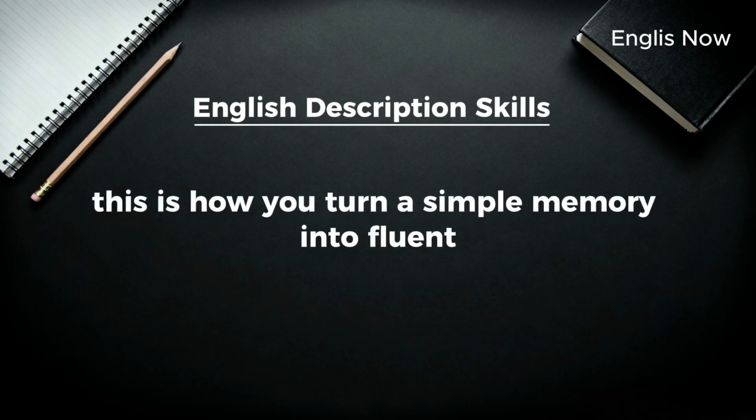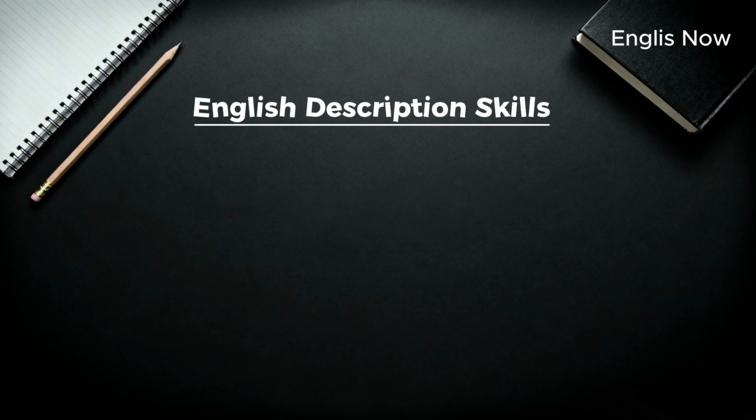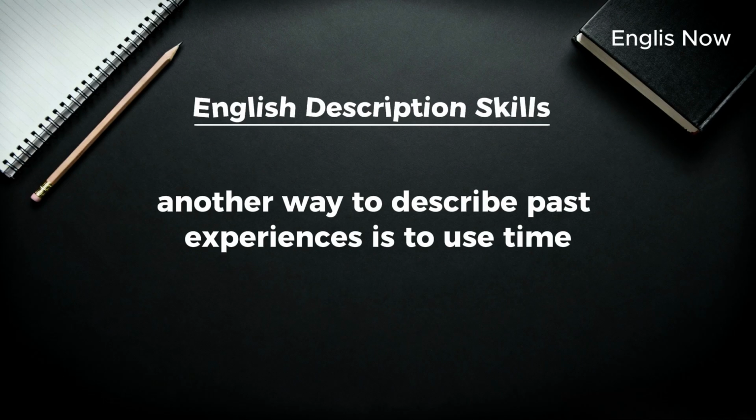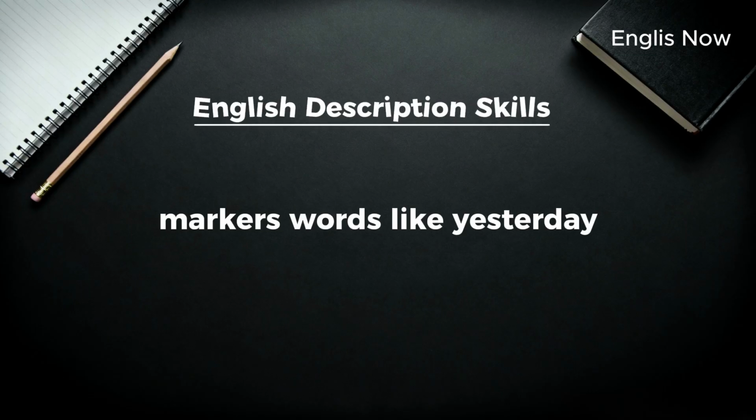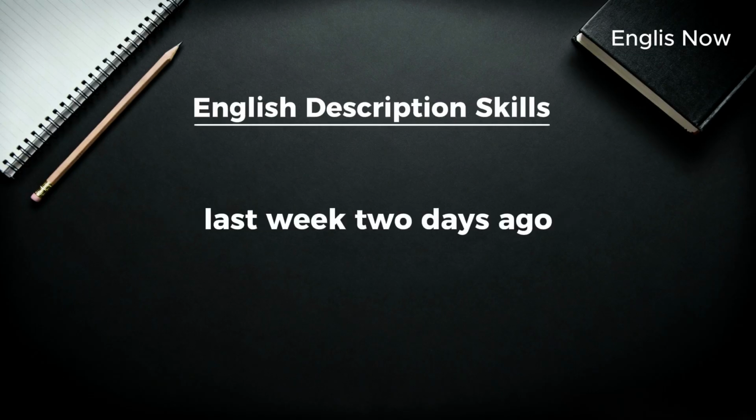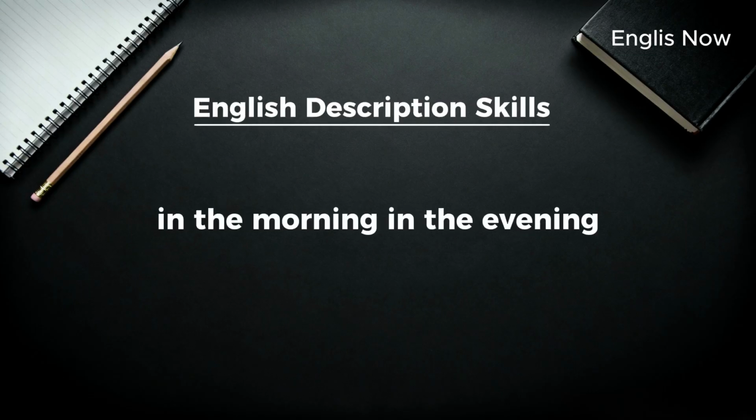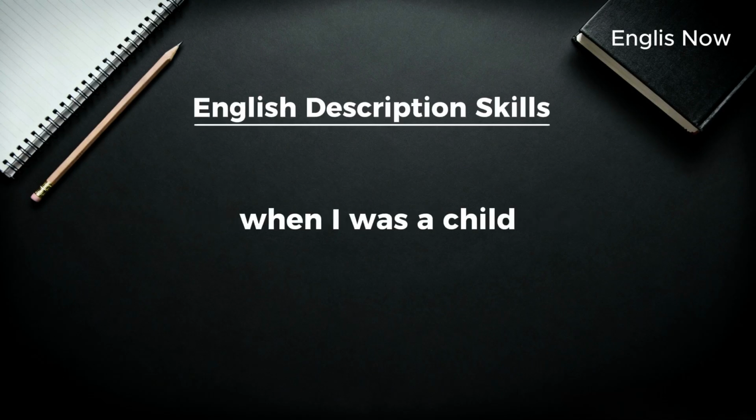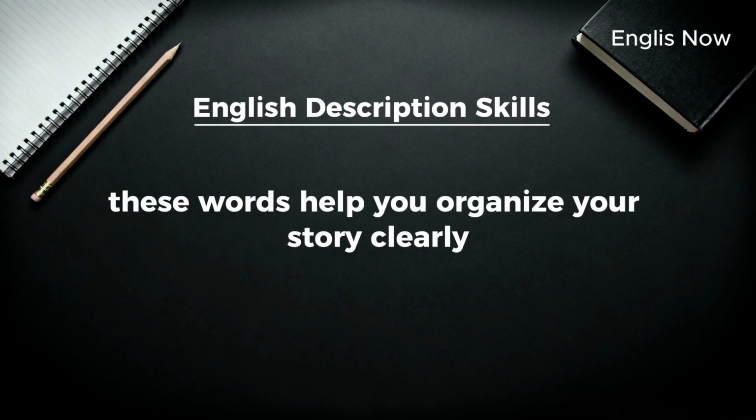This is how you turn a simple memory into fluent storytelling. Another way to describe past experiences is to use time markers. Words like yesterday, last week, 2 days ago, in the morning, in the evening, when I was a child. These words help you organize your story clearly.